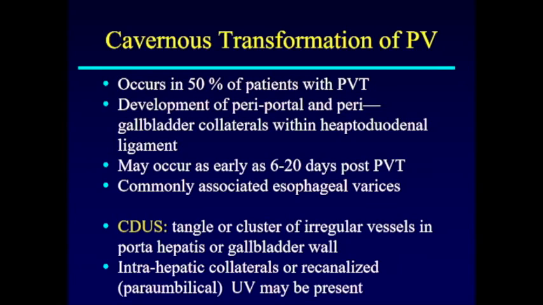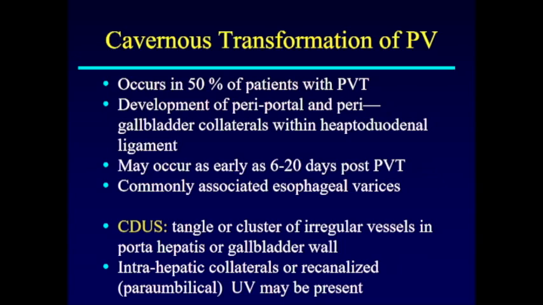Cavernous transformation of the portal vein occurs in about half of the patients with portal vein thrombosis. It is due to development of periportal and pericholecystic collaterals within the hepatoduodenal ligament. It can occur as early as 6 to 20 days after portal vein thrombosis, and it's commonly associated with the development of esophageal varices as well.